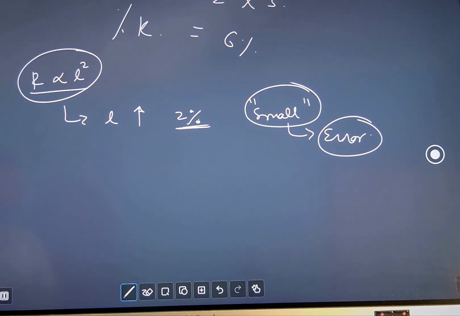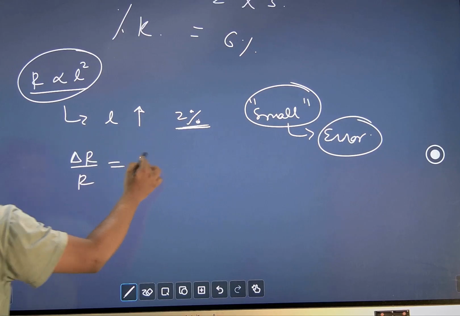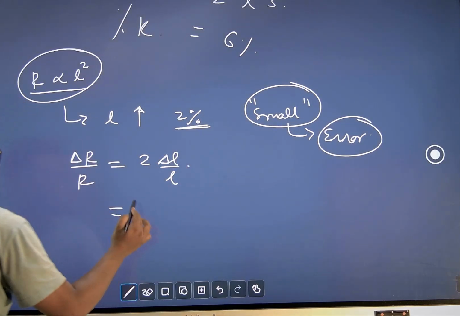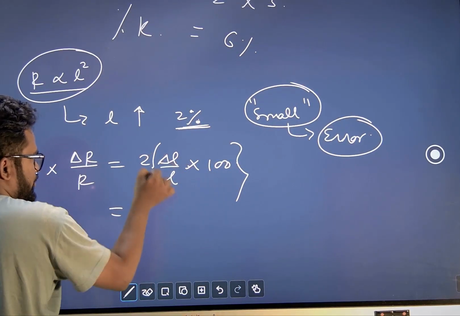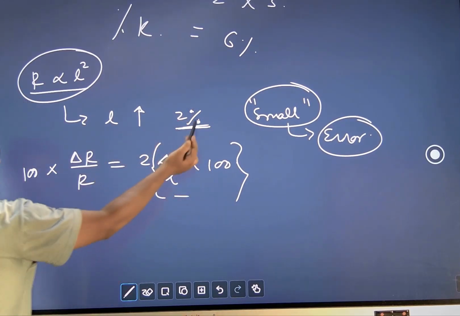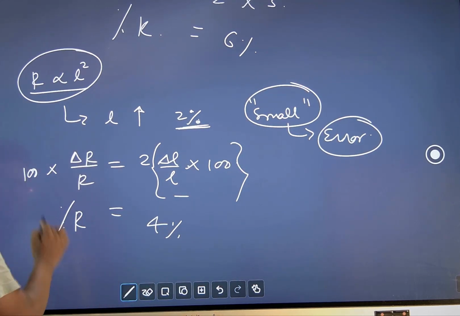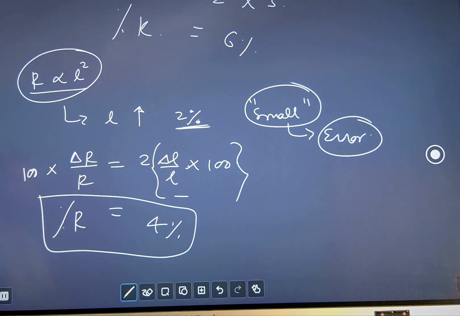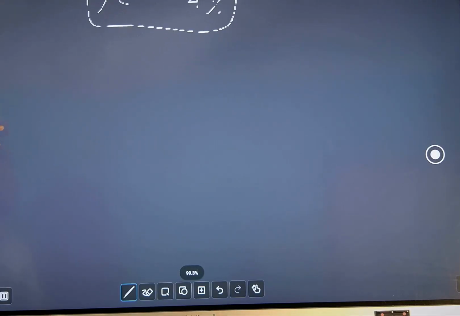So we have to find the error in resistance. Got it? Same error problem, percentage problem for small values. So if you write the error relation, delta R by R equals how much? Proportionality, leave it. 2 times delta L by L, multiplied by 100 on both sides. So 100, 100. This is the percentage error in length, and the percentage increase in length is how much? 2%. So the answer would be how much? 4%. So the percentage change in resistance is 4%. Clear? Anywhere if this relation is given, we can work out problems like this.